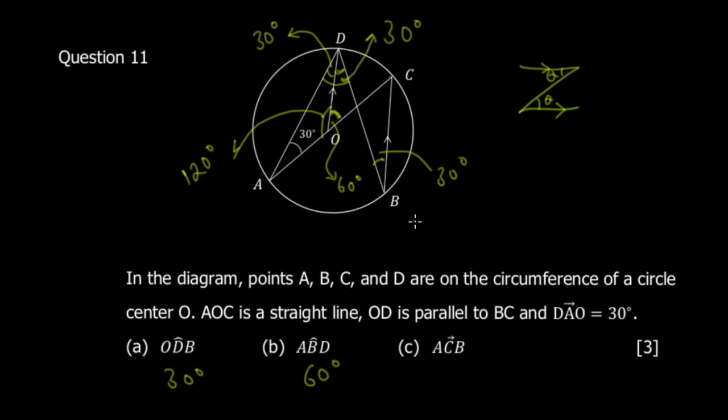And then ACB, maybe we've computed already. ACB. Oh, it's this angle here. And again, angles in the same segment. So this one should be equal to this one as well. So expect to get 60 degrees here. And that's it for question 11. Let's move to question 12.